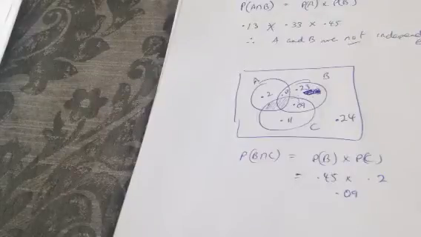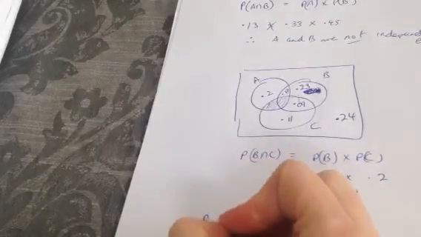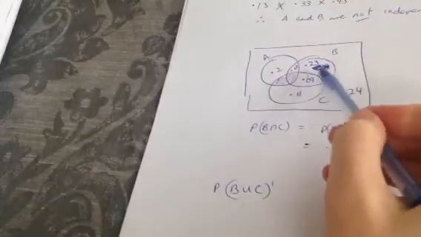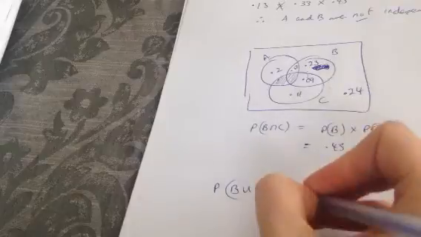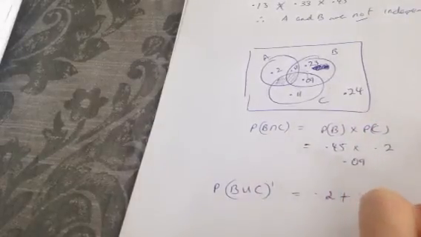Part 2, it says find the probability of B union C complement. Well, B union C is this. B union C complement is just what's left, which is 0.2 plus 0.24, which is 0.44.